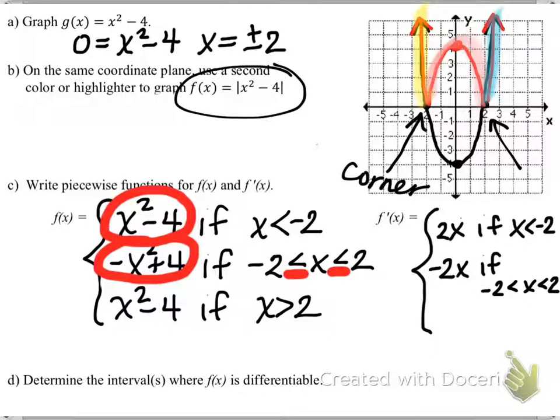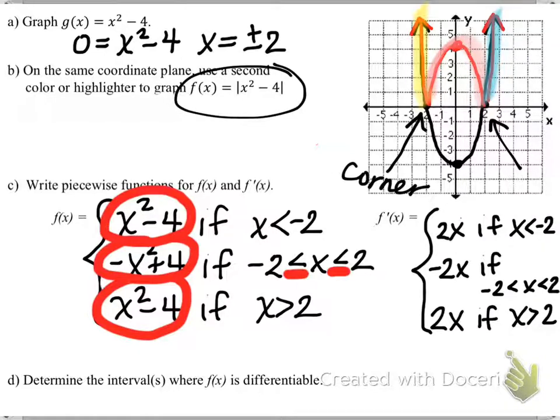Again, I do not include negative 2 or positive 2 in the derivative because there are corners on the original function at those points. And derivatives don't exist at a corner. And then the last piece is the x squared minus 4 again, whose derivative is 2x. And that will be if x is greater than 2.